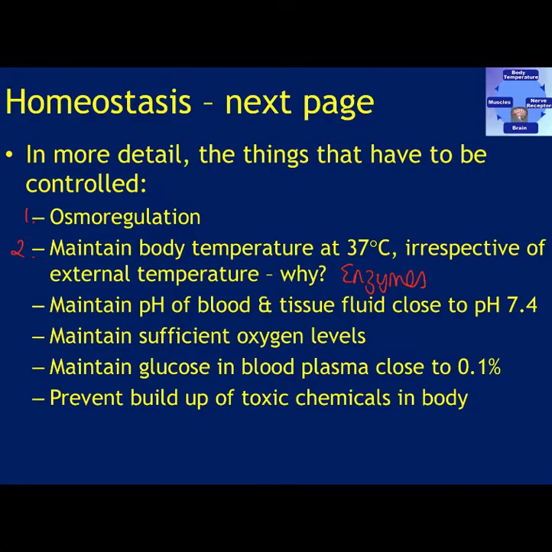We've said we have to maintain the pH of your blood and tissue fluid. We have to maintain sufficient oxygen. We have to maintain glucose in our blood plasma. And something we haven't talked about so far is we have to prevent buildup of toxic chemicals in our bodies. So our kidneys help us out in that way. Our skin helps us out in that way. And our lungs help us out in that way. So this is going in my book on the top of page 138.